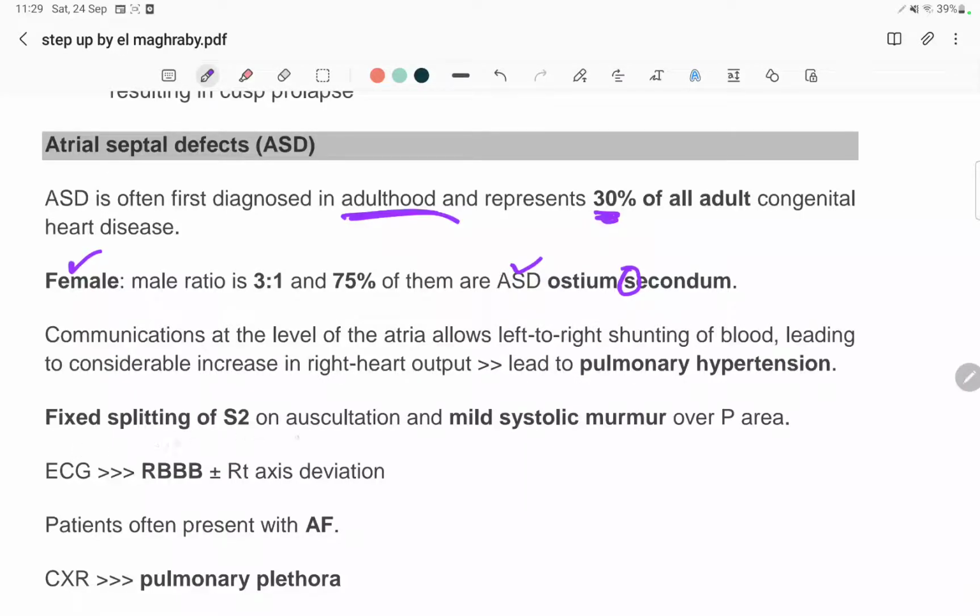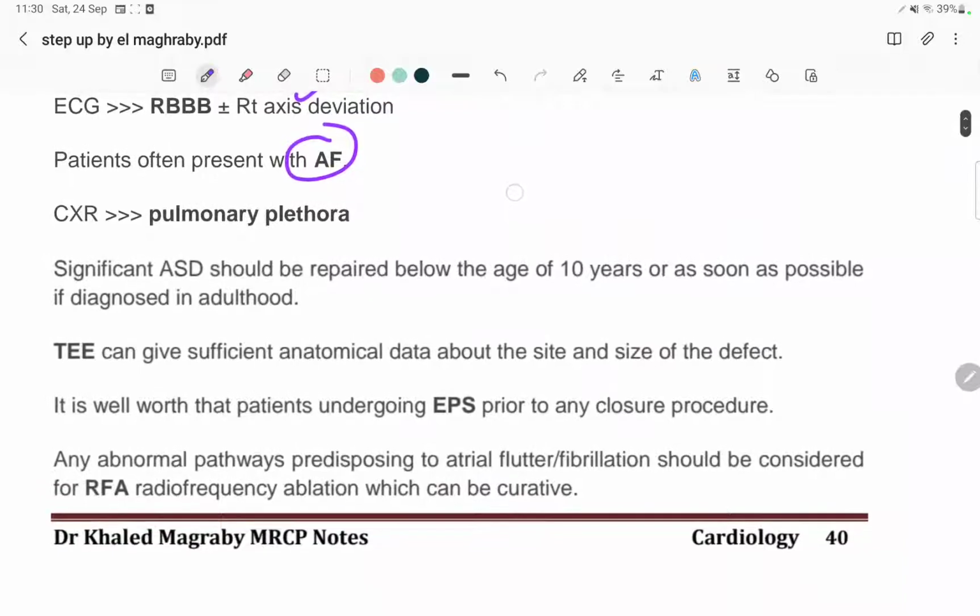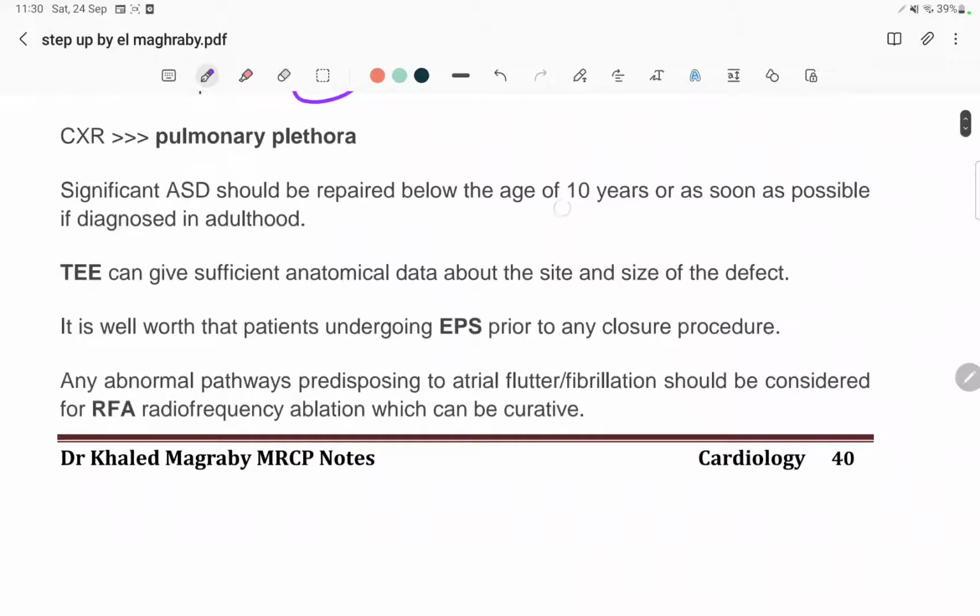Fixed splitting of S2 on auscultation and a mild systolic murmur in the pulmonary area, ECG showing RBBB and right axis deviation. Patients often present with AF, chest X-ray showing pulmonary plethora. Significant ASD should be repaired below the age of 10 years, or as soon as possible if diagnosed at older age. TEE can give sufficient anatomical data about the site and size of the defect.